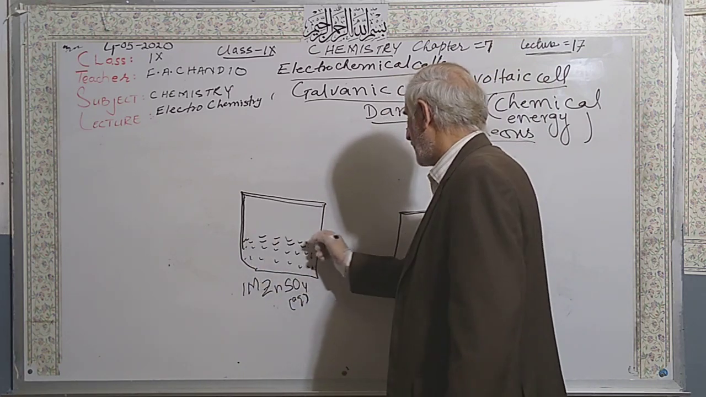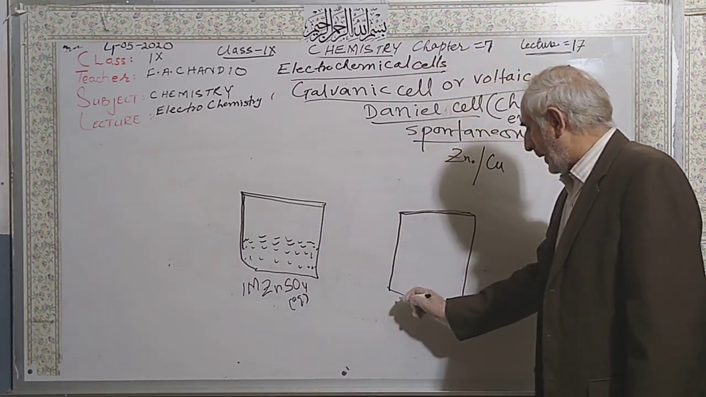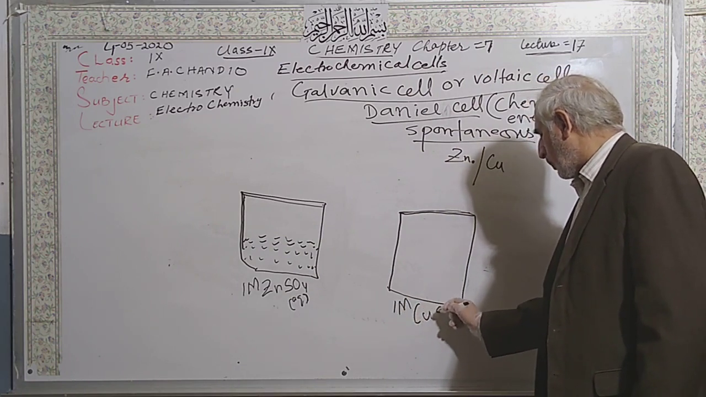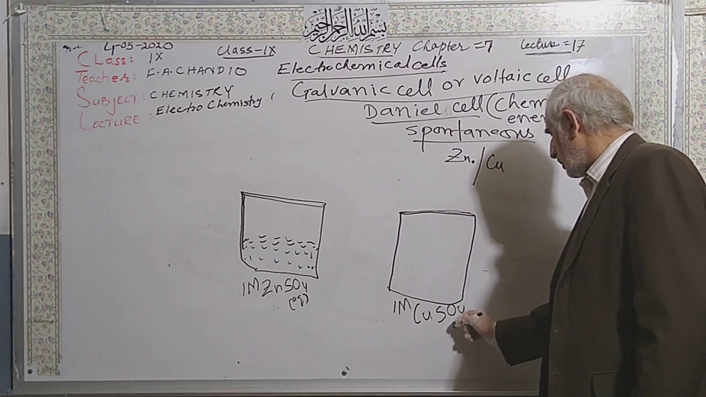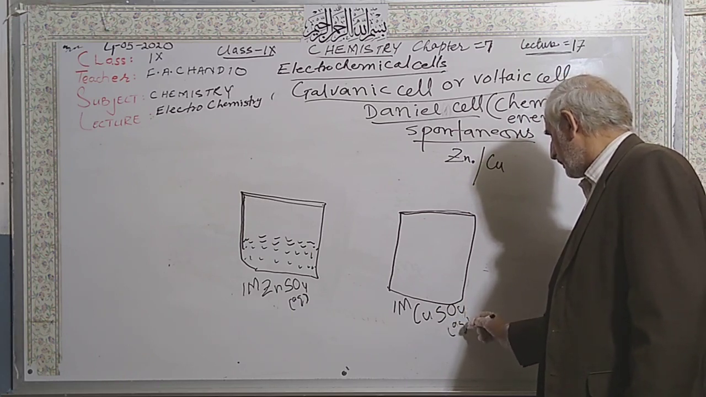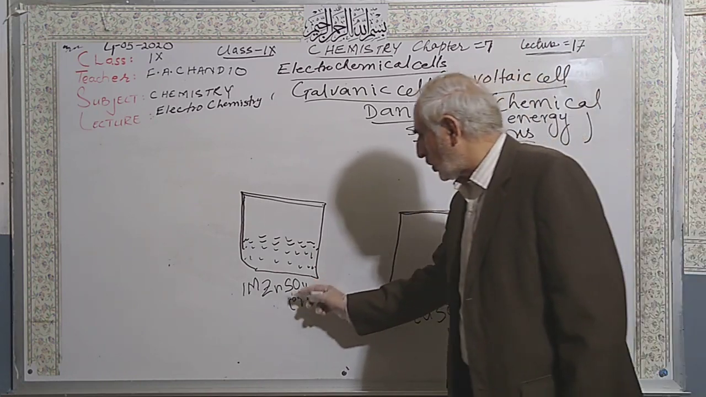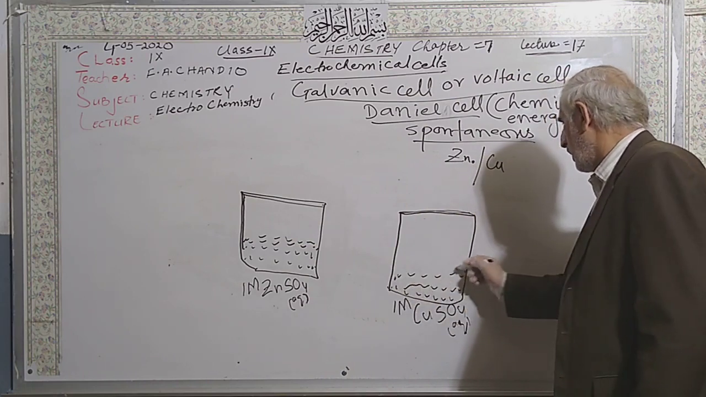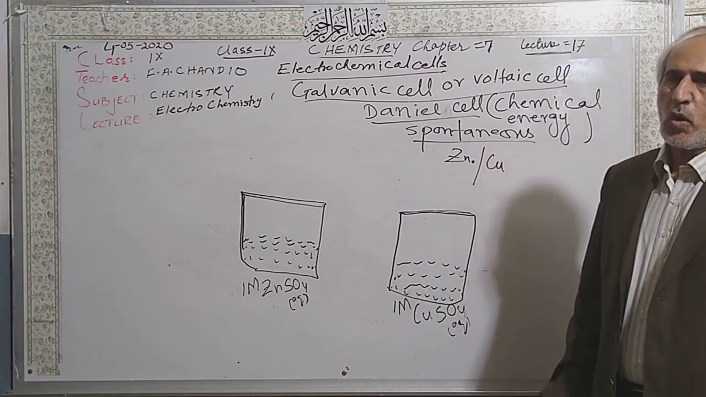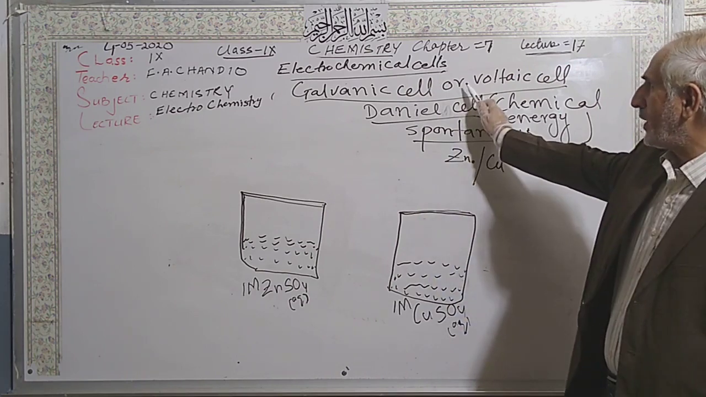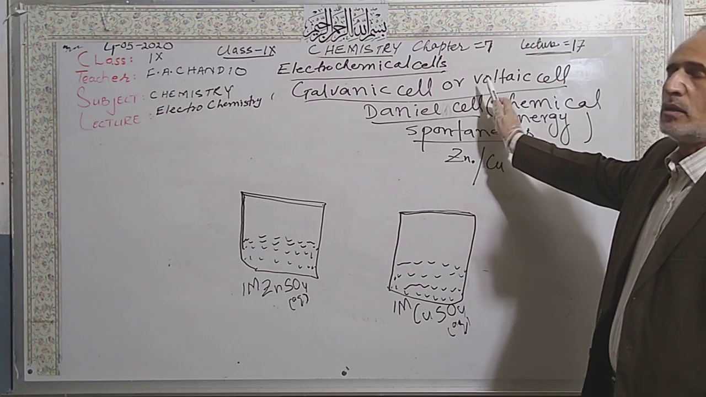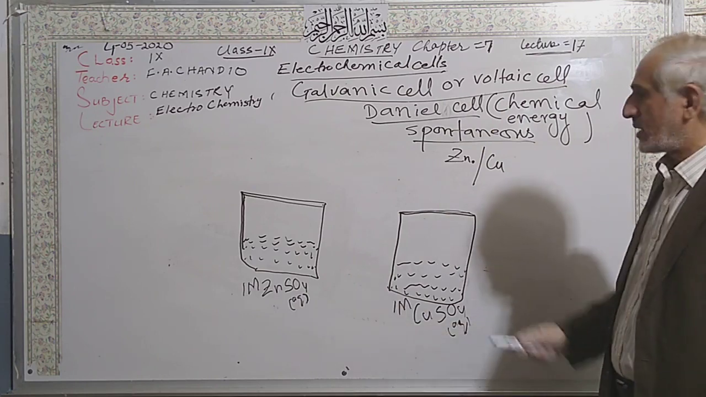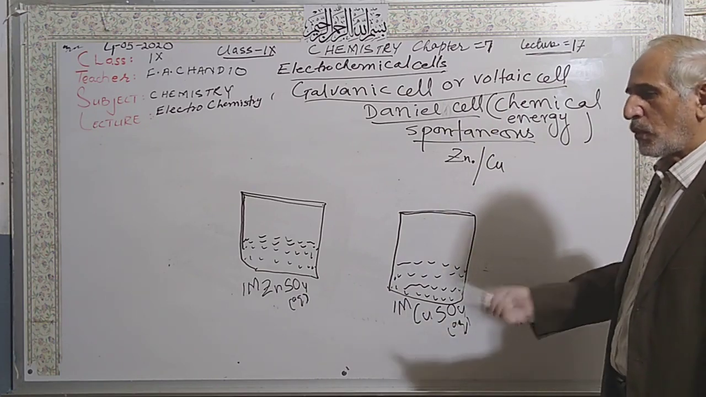There is a 1 molar solution of zinc sulfate in this container, and in this container a 1 molar solution of copper sulfate solution. The galvanic cell we are talking about is the spontaneous one. No use of electricity. Electricity is produced in this case. Chemical change takes place, chemicals are changed, and they produce electricity.